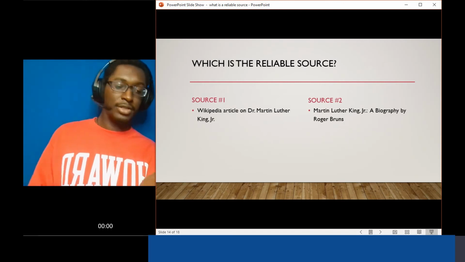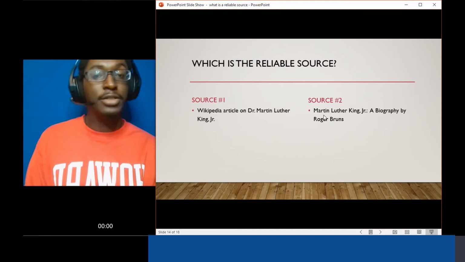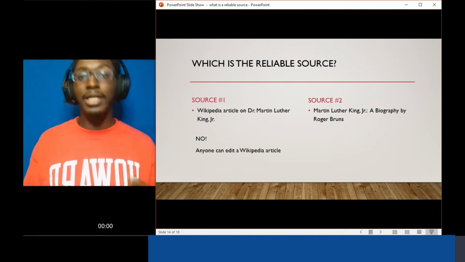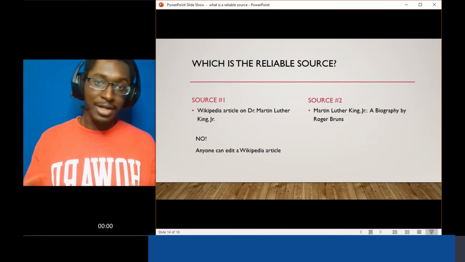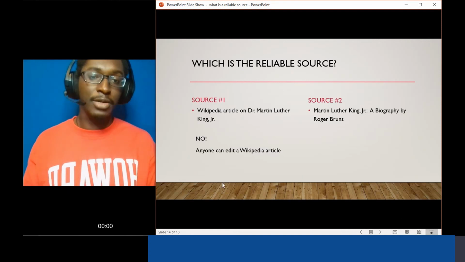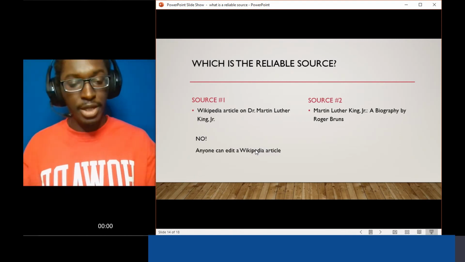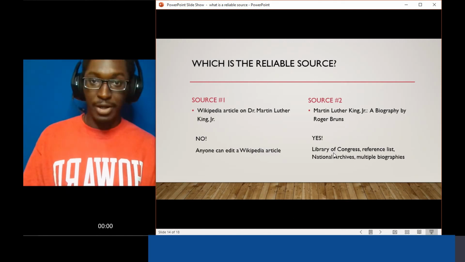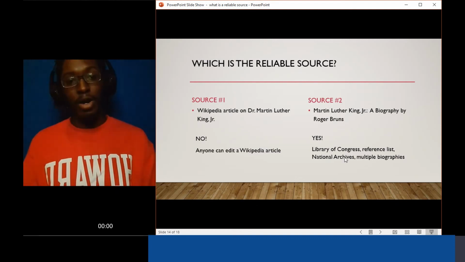So now let's answer those questions, right? Source number one, the Wikipedia article. Is it reliable? The answer is no. Anyone at any time can edit any Wikipedia article. They do have people that are there to make sure that nobody's putting up junk, but at the same time we do not cite Wikipedia articles because anyone can edit them. Now, for Martin Luther King Jr., this biography, yes, this book is registered with the Library of Congress. He has a works cited list, and Mr. Bruns has worked at the National Archives.